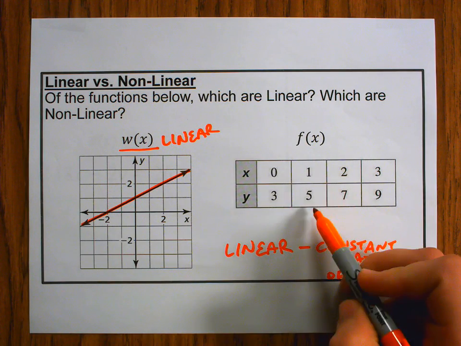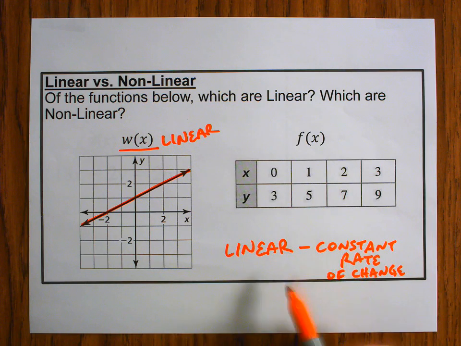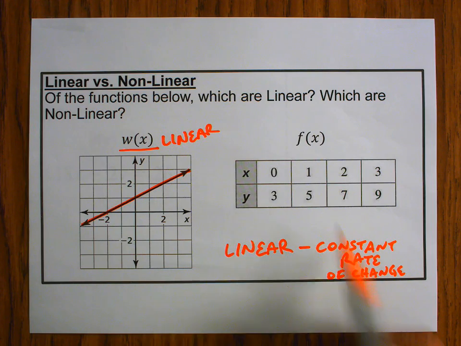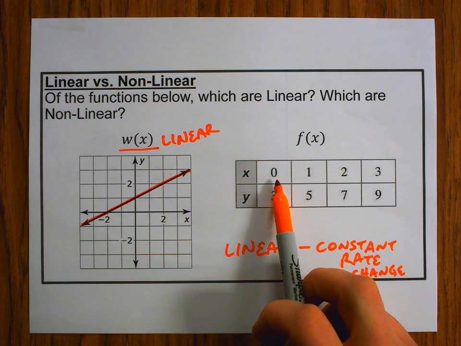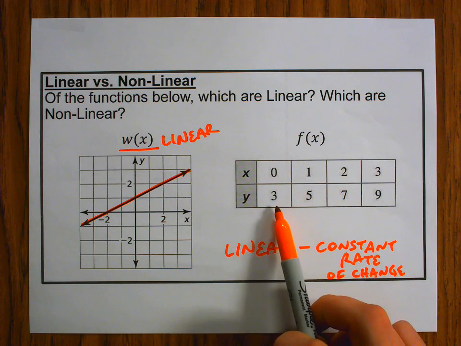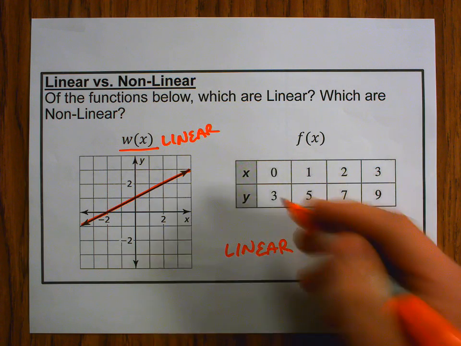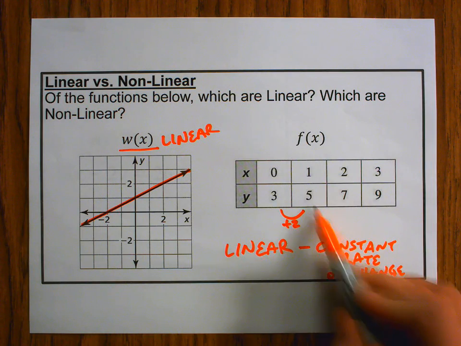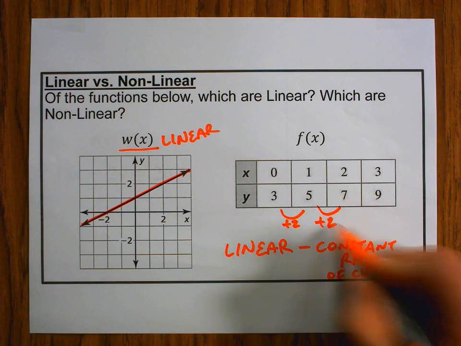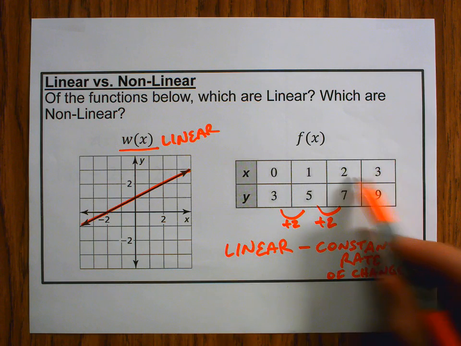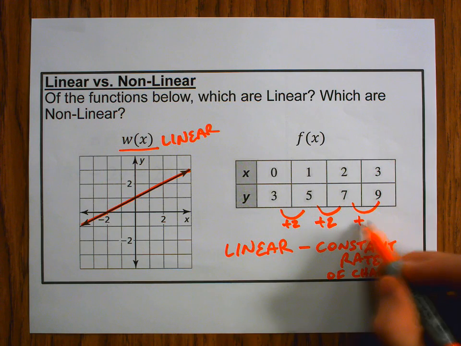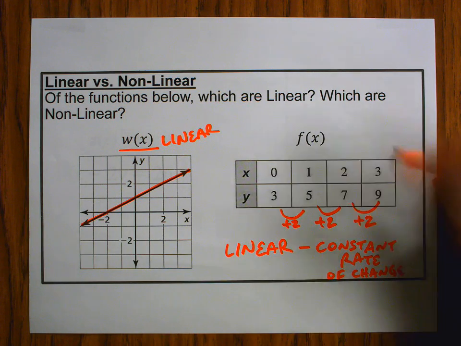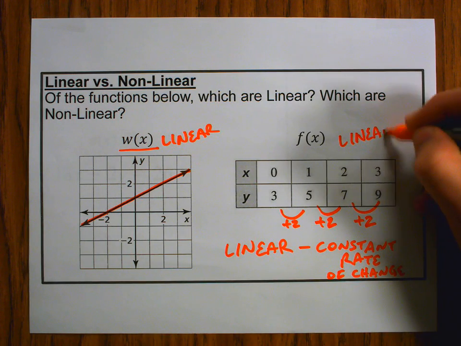What about f of x? It's a table. The way to tell is, does f of x have a constant rate of change? From the point x equals 0 to 1, it increases by 2, 3 to 5. From 1 to 2, it increased another 2, 5 to 7. From 2 to 3, it increased another 2, 7 to 9. This table represents a linear function.